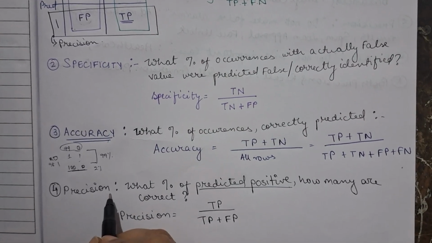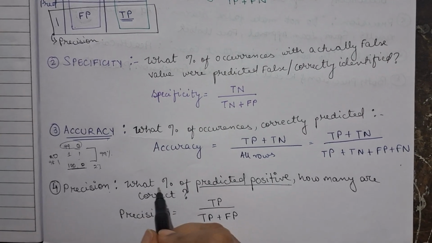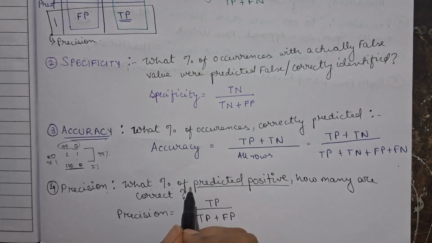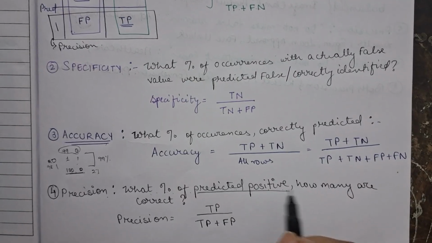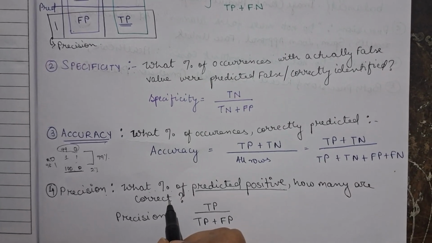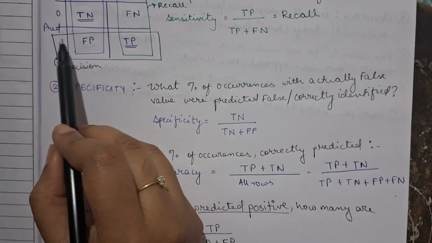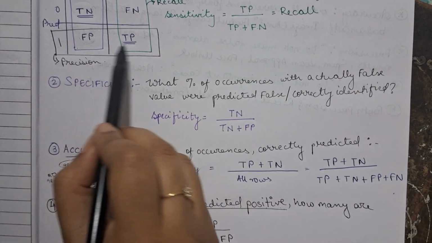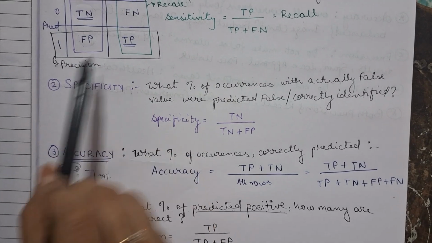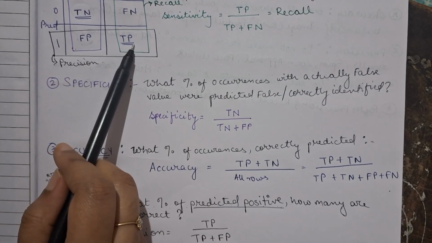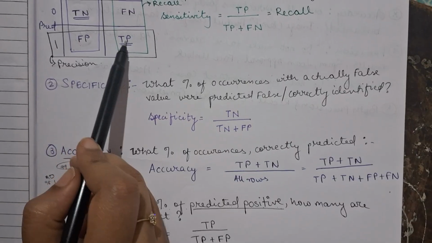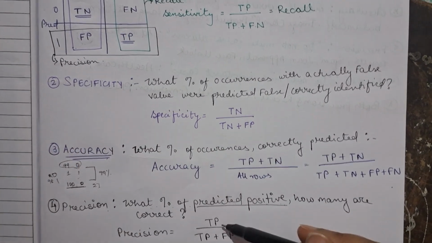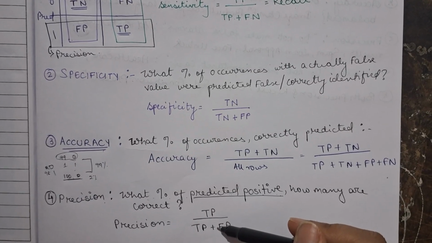Next we have precision. Now precision says what percentage of the predicted positives, not all occurrences, how many are correct, like how many are true positives. Whatever the model is predicting as positive, row wise, false positive or true positive, out of them how many are accurate or correctly identified, that is the true positives. So it is true positive divided by true positive plus false positive.